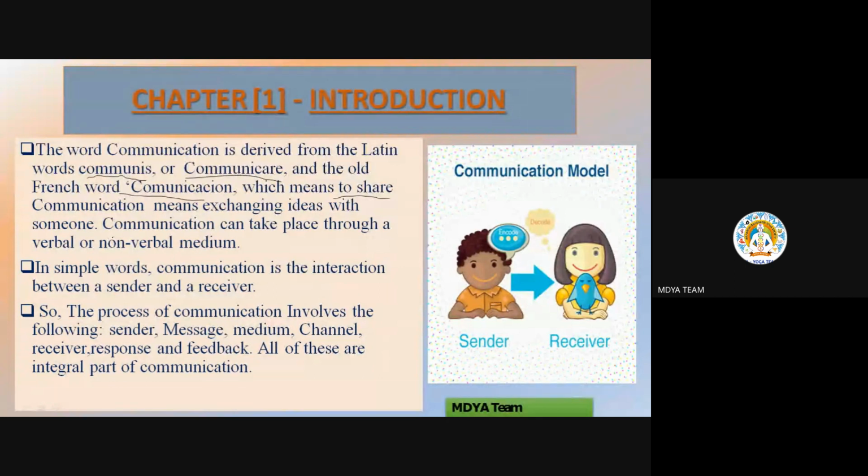Communication can take place through verbal or non-verbal medium. You can also use gestures, some kind of symbol, or anything. It is not necessary that communication always needs to be verbal. It can be verbal as well as non-verbal.